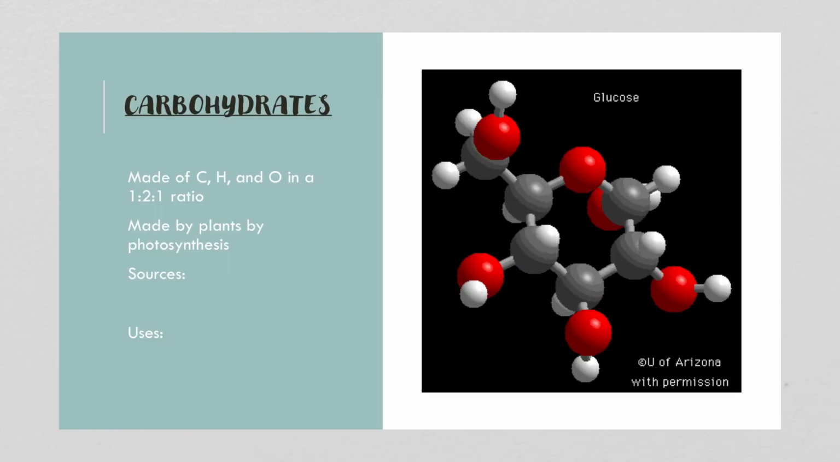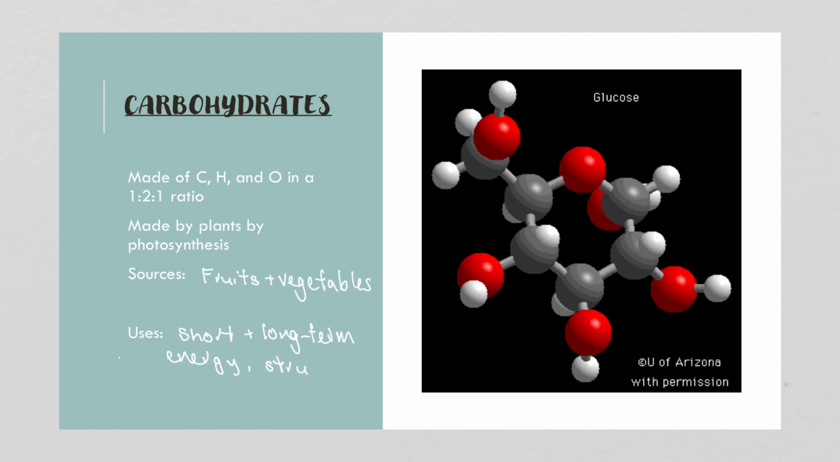So now let's get into carbohydrates. Carbohydrates are made of carbon, hydrogen, and oxygen in a 1 to 2 to 1 ratio. So 1 carbon to 2 hydrogens to 1 oxygen ratio. They're made by plants by photosynthesis. Sources would be fruits and vegetables for the most part. Some uses would be short-term and long-term energy, depending on the type of carbohydrate. And also some structure too.